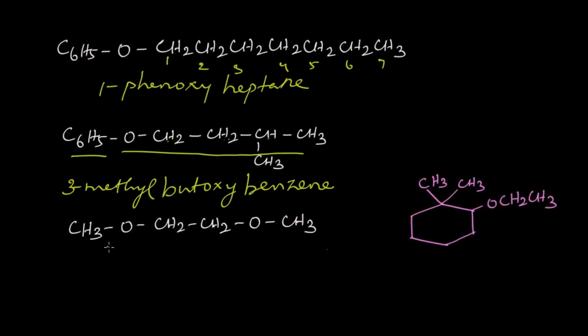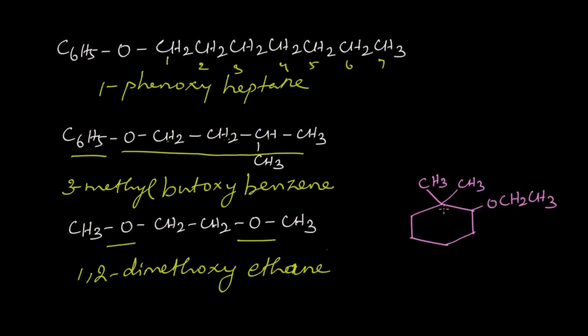And the third one, two ether groups are there. So this is ethane, CH2, CH2, 2 carbons. This is the longest chain. So to the first carbon, one methoxy is attached. To the second carbon, one more methoxy is attached. So 1,2-dimethoxy. Ethane is the parent one. So 1,2-dimethoxyethane is the IUPAC name of the third one.